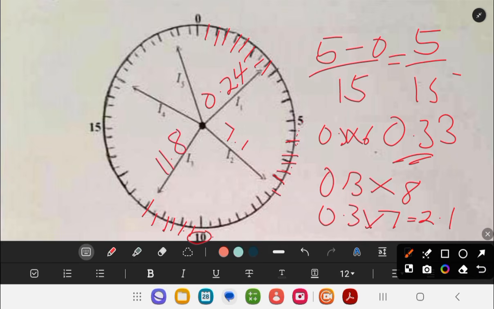11.8. Then for the last one, 1, 2, 3, 4, 5. 0.3 times 5 is 1.5. 1.5 plus 15 is 16.5. So this is our reading. Unfortunately, we can't do the graph here, but I'll show you a diagram of the graph. Then you get a bigger picture of what's actually happening.